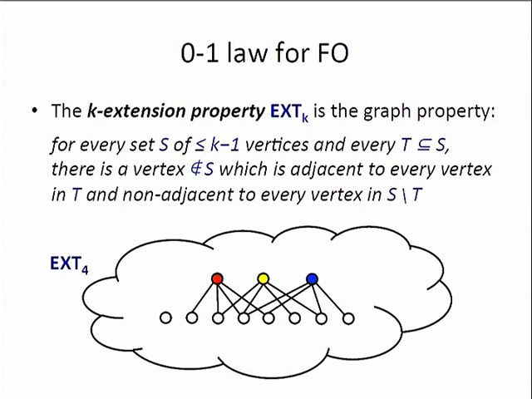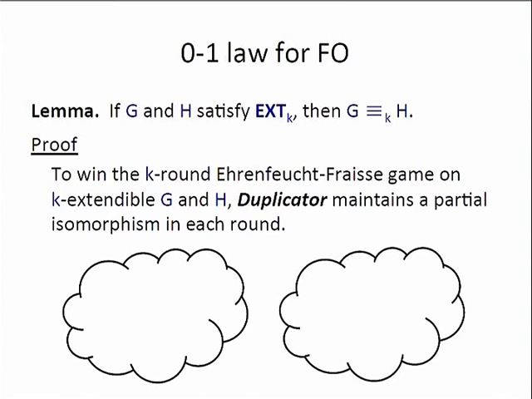And just to illustrate this, the four extension axiom says that for every three vertices, for instance, this red, yellow, and blue vertices, then every subset of those vertices is witnessed, in terms of adjacency, by some other vertex in the graph. So for every three vertices, we can find eight vertices where one is not adjacent to anything, one is adjacent to all three, and for every subset we can witness it. Okay, so that's x sub k.